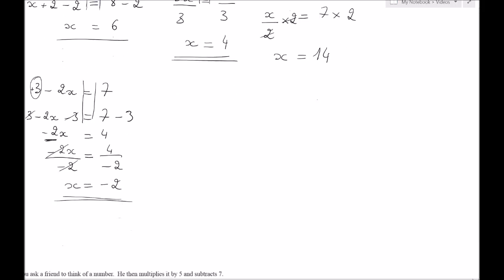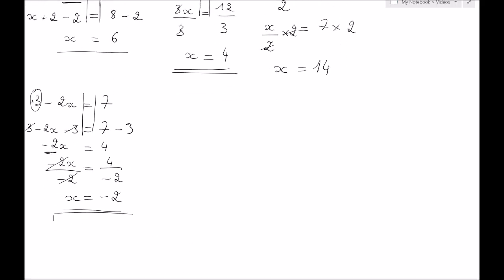Alright, let's have a look at something that's a bit more difficult now. In these linear equations so far, you've only seen x on one side of the equation. What if you get x on both sides of your equation, like this? 3x plus 2 is equal to 4x minus 3. Now, you have an x on this side and an x on that side.